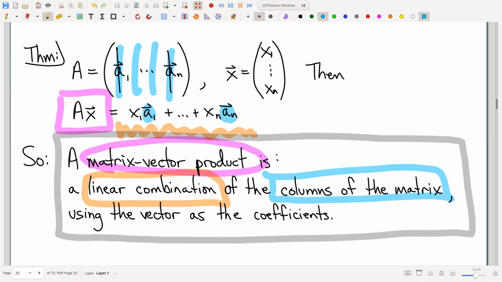Right? And furthermore, the coordinates of the vector x are your coefficients in that linear combination. It's wild. So anyway, I feel it necessary to point this out. I want to make sure everybody knows this. This is something that comes up a lot. We're going to use it in this class in some important ways. And so anyway, make sure you're good with that.